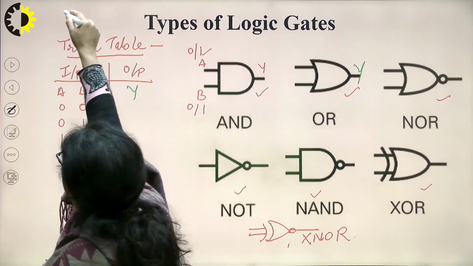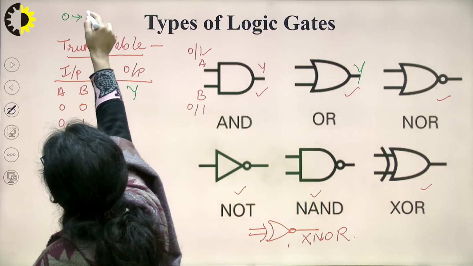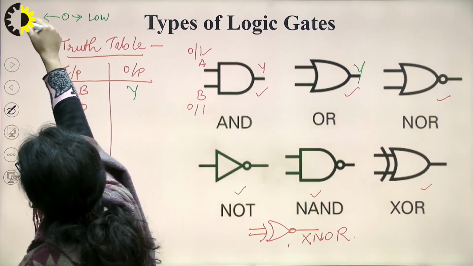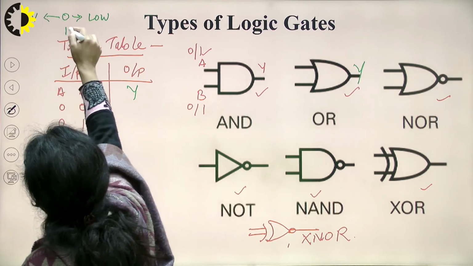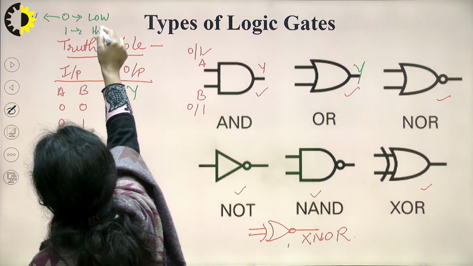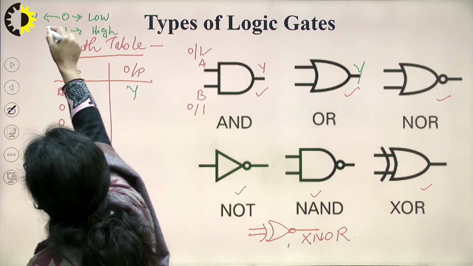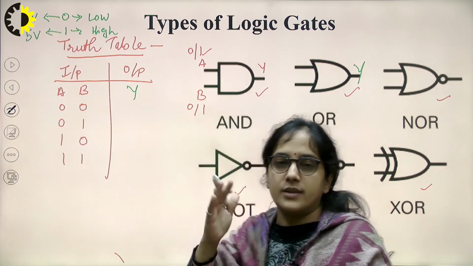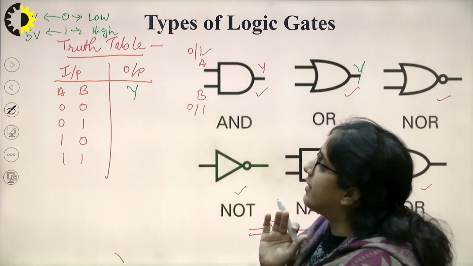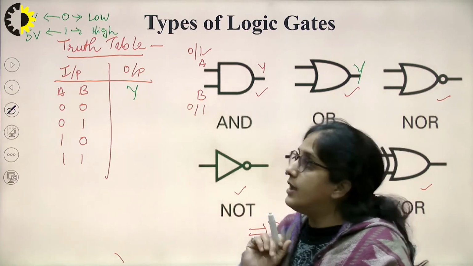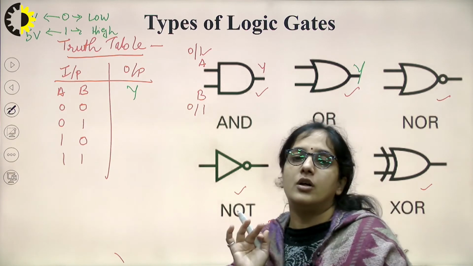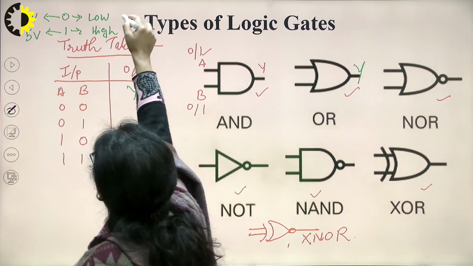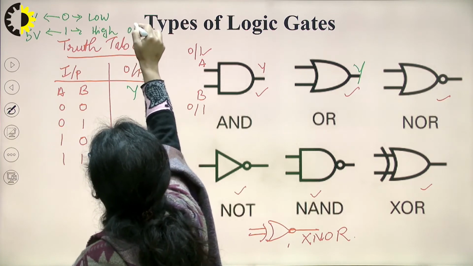You have to remember this: 0 means either you can use it as low or as 0 volts input. For 1 we can use it as high or as 5 volts. All digital circuits work on this signal amplitude of 0 and 5 volts, and we can use either 0 or 1, or we can use the terms low or high, or you can say off and on.